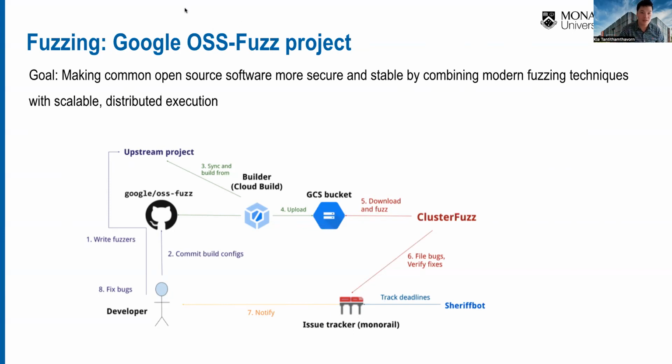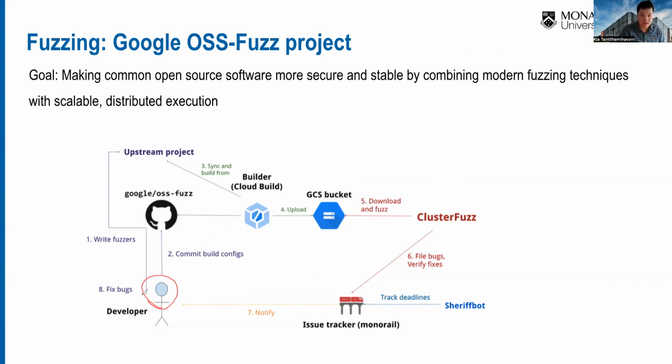How does it work? Okay, let's take a look at this one. It's called the Google OSS-Fuzz project. The goal is to make open source software systems more secure and stable by using modern fuzzing techniques with scalable distributed execution. So they execute the fuzzers in the cloud, in a cluster.